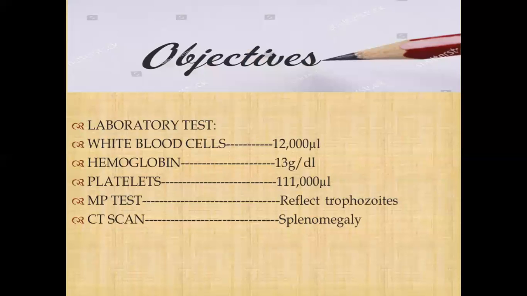Now we have objective. In objective, laboratory tests come: white blood cells, hemoglobin, platelets, MP test, and CT scan. White blood cells are 12,000, hemoglobin 13, platelets 111,000. The MP test reflects trophozoites. CT scan shows splenomegaly.